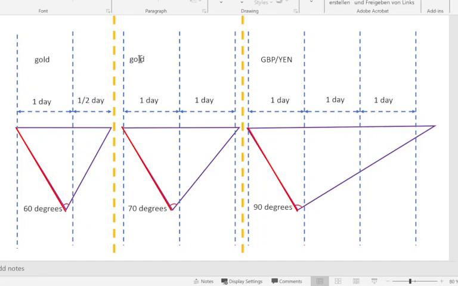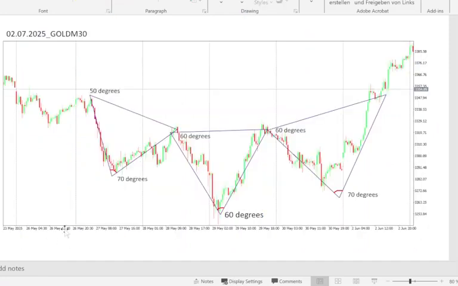Of course, it can happen also with gold that you have 90 degrees, but this really happens really rarely. Now let's see a few gold examples. Here I have put them on this chart from the 2nd of July this year. And I noticed another interesting thing.